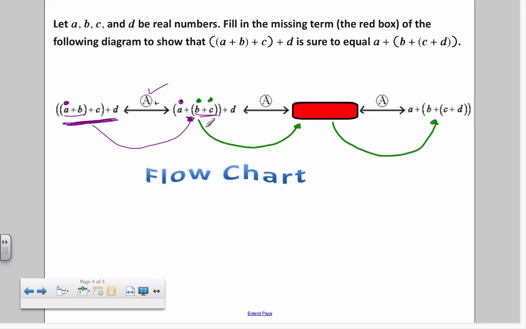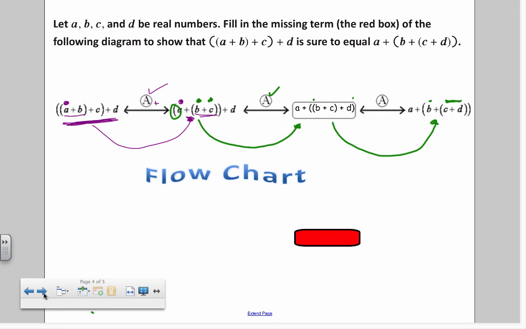B and C are grouped together here, but B and C are not grouped together there. In fact, D and C are grouped together. And A, well, A is moved out totally of the brackets. So I moved these brackets. That's why it's associative. Oh, I see what I did. I took these brackets and associated 2 other things together.